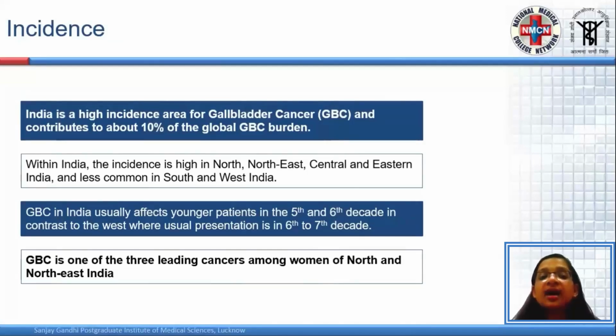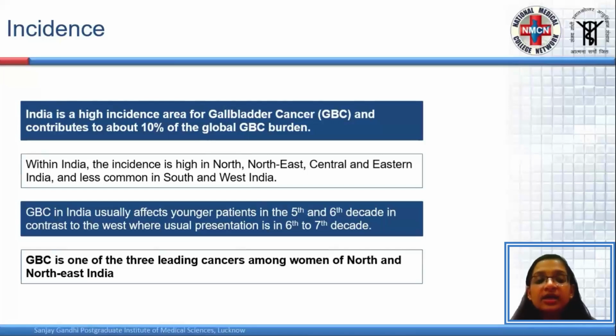India has the highest incidence of gallbladder cancer, and it contributes nearly 10% of the global gallbladder cancer burden. Within India, the incidence is highest in the north, northeast, central, and eastern parts of India, whereas it is less common in south and west India.